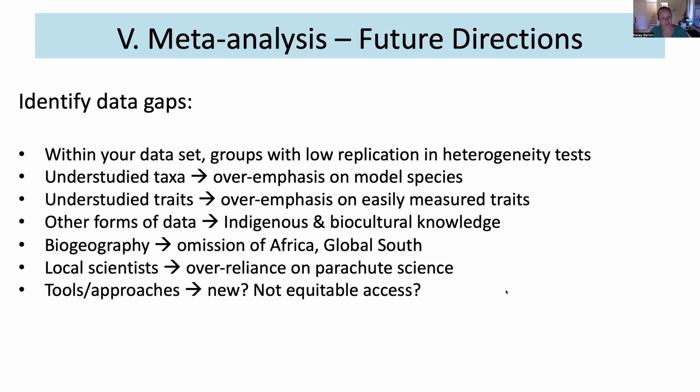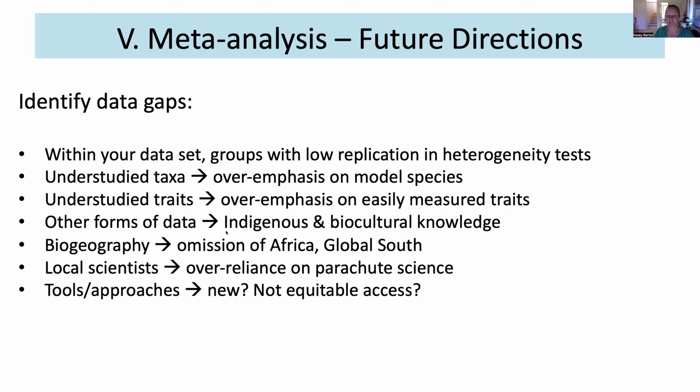Okay, and then you might also want to look at other potential data gaps in your meta-analysis and report these. So you may find that some groups have really low replication. So those are areas like maybe biomes or trait types or species that are underrepresented in the data set. It's often that they're understudied taxa. So for example, there may be an overemphasis on model species or crops. There may be understudied traits, reflecting an overemphasis on easily measured traits, which swamp your analysis.